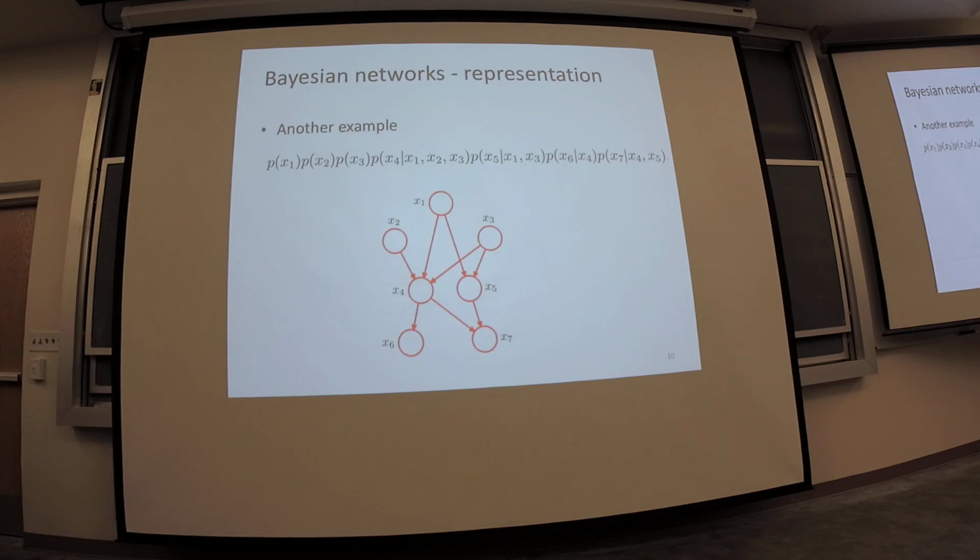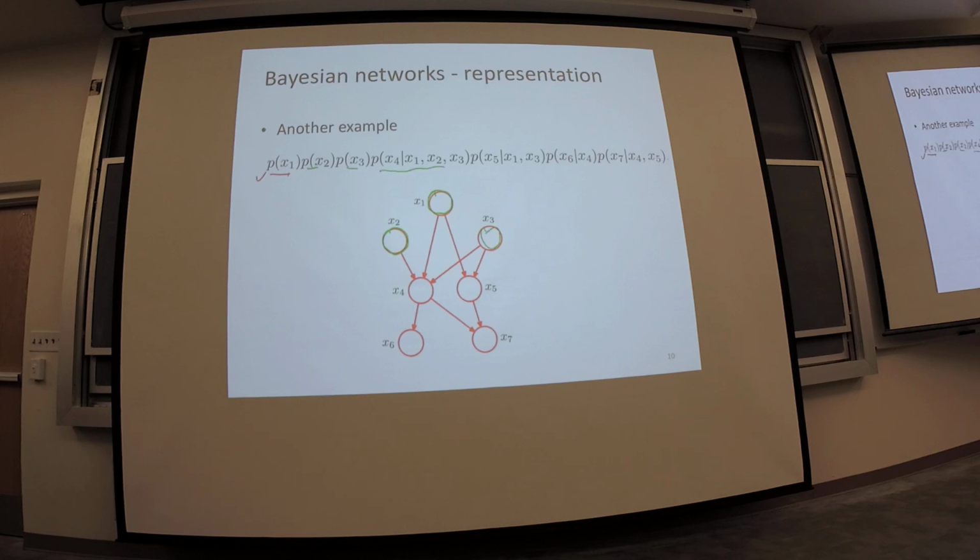So we can look at a more complex example. We have 7 random variables, and this is our joint probability, which can be factorized in this way. How can we construct our Bayesian network representation? We just look at each term. First, P of x1 is conditioned on nothing, which means I do not have any edge which connects to me. So you have P of x1, no incoming edge. And P of x2 conditioned on nothing, so no incoming edge. And P of x3, no incoming edge.